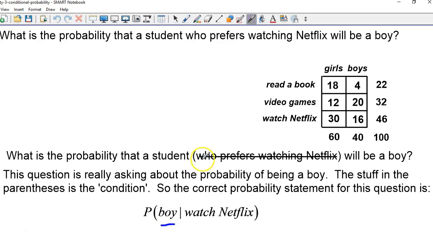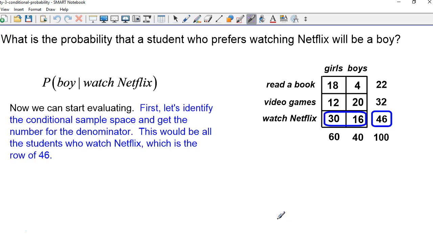The part that's in the parentheses, who prefers watching Netflix, is a condition. And that means watching Netflix is going to be the conditional part. The stuff in the parentheses is the condition. So this is the proper way to write this probability: what's the probability of being a boy given the condition that we have a student who likes to watch Netflix? So now let's go ahead and compute that.